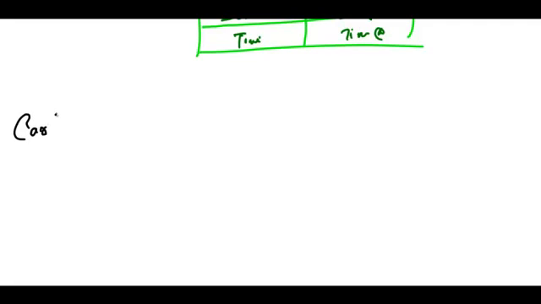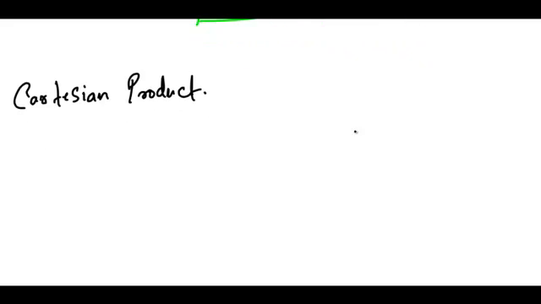We are looking at a Cartesian product. Cartesian product is denoted by cross sign. Let's suppose I have a table of employee, and we also have a table called department.